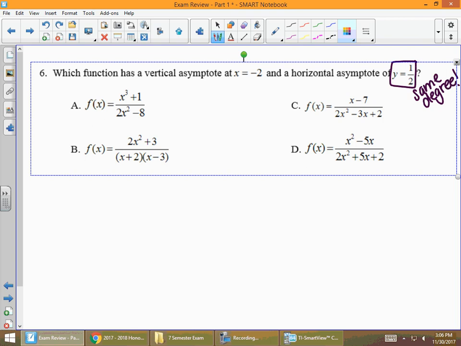So I can get rid of C. C is bottom heavy, and I can get rid of A because A is top heavy. C's asymptote would be y equals 0. And A is top heavy, cubed over squared, and my top heavy would give me an oblique asymptote, not a horizontal. So now I'm down to 2. I'm just using my test taking skills here, getting rid of options that don't make sense.